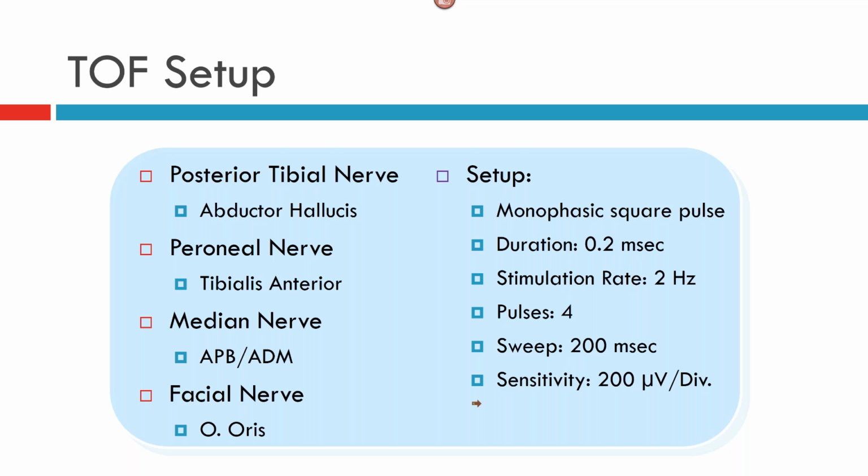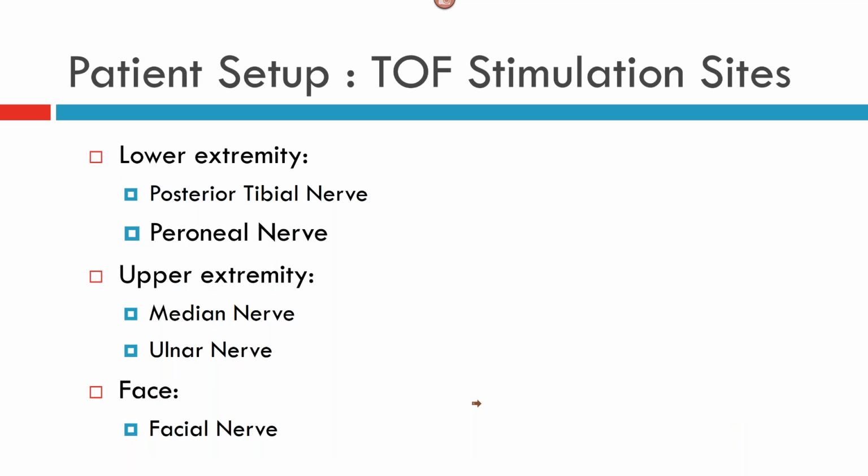So the setup again is monophasic square pulse, and the duration is 0.2 millisecond. Stimulation rate is 2 hertz, pulses for 200 milliseconds, sensitivity 2000. So everything is 2, so you have 200 microsecond pulse, 2 hertz for 2 seconds, 200 millisecond sweep, and 200 microvolt sensitivity. So that's your trainer 4 setup. So for lower extremity, we can do posterior tibial and peroneal. For the upper, we do median and ulnar. For the face, we can do facial nerve.